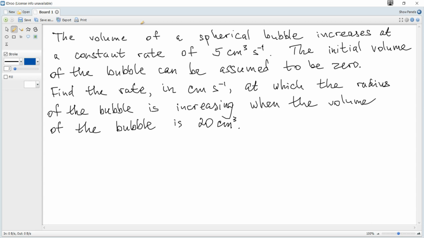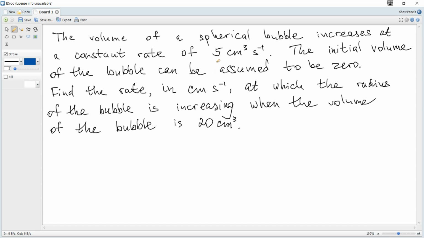The volume of a spherical bubble increases at a constant rate of 5 centimeters cubed per second. The initial volume of the bubble can be assumed to be 0. Find the rate in centimeters per second at which the radius of the bubble is increasing when the volume of the bubble is 20 centimeters cubed.